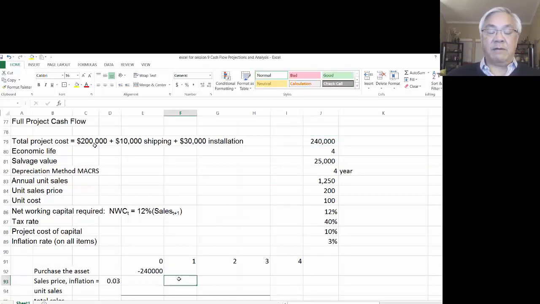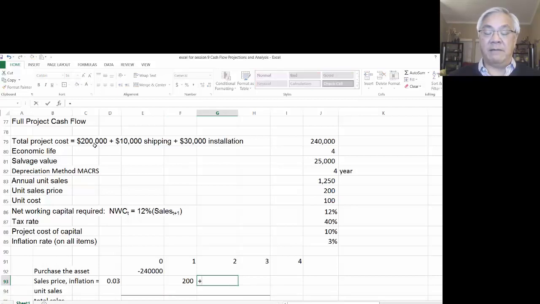Next, we will say what is the sales trend for this company, and so the sales price is $200. Next, we say each year the sales price changes. So it changes by inflation rate. So it's last year's price times 1 plus the inflation rate. And we'll lock that because the rate is assumed to be constant here. So each year our price will go up by 3%.